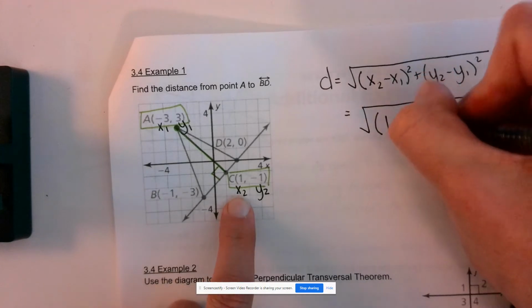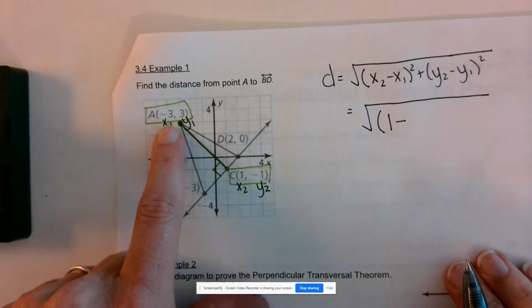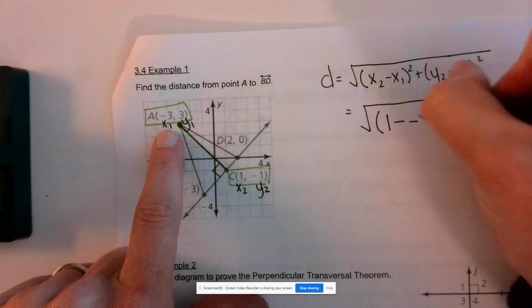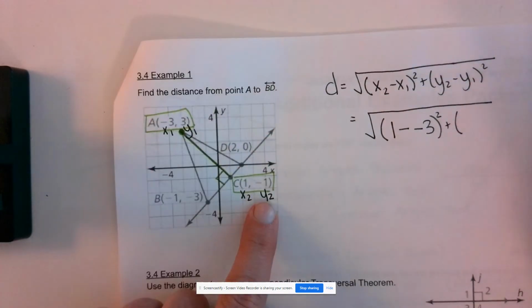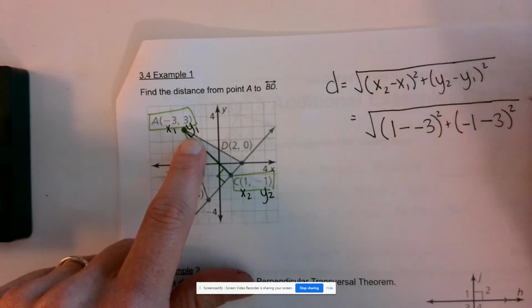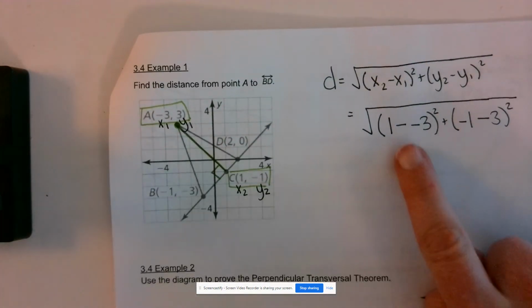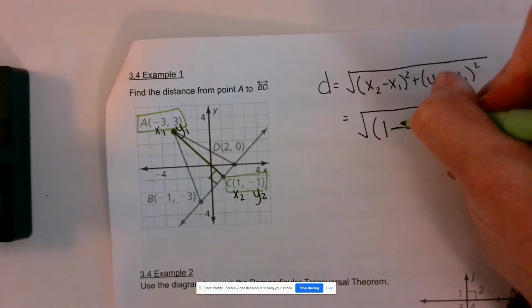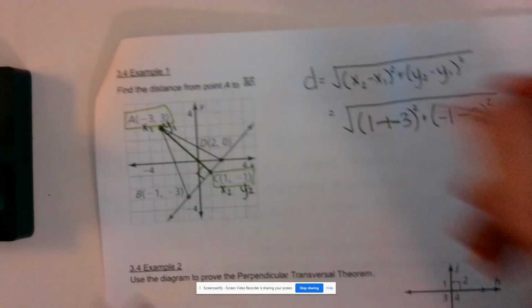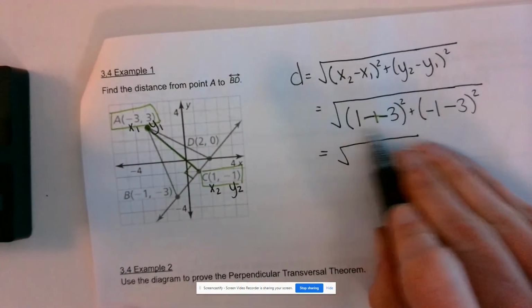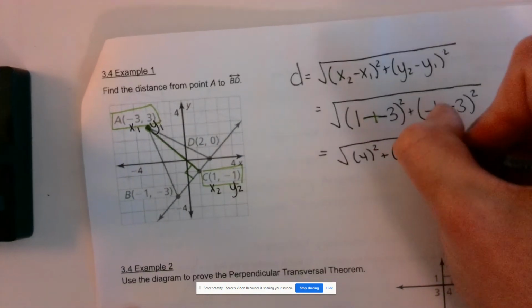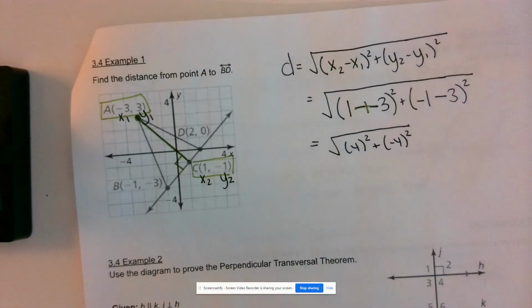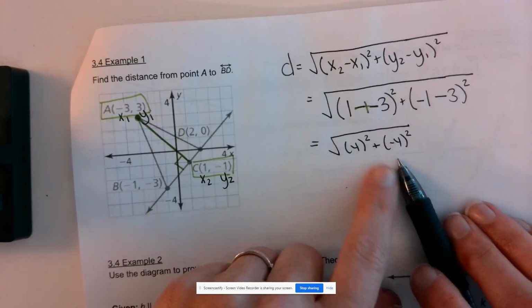So x2 is 1 minus x1, which is negative 3. Watch out, there's that minus and negative there. y2 is negative 1 minus y1, which is 3. Remember, when you have minus a negative, that's the same thing as adding. So I'm going to go ahead and do what's in parentheses first. 1 plus 3 is 4. Negative 1 minus 3 is negative 4. All I did was what was in parentheses. I left everything else the same.